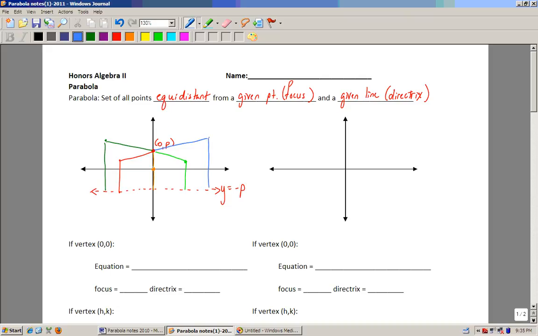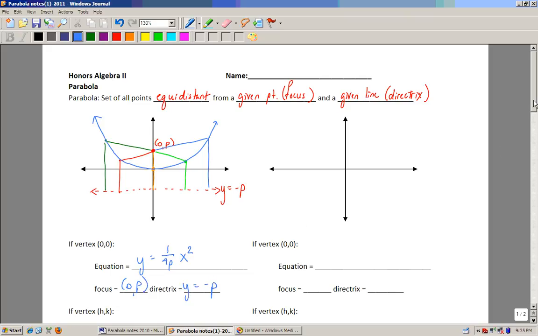If you connect all those points that are the same distance to the point (0, p) and that line y equals negative p, it creates a parabola. In this case, the equation is y equals 1 over 4p, the coefficient in front of the x squared. The focus is at (0, p). The directrix is at y equals negative p.